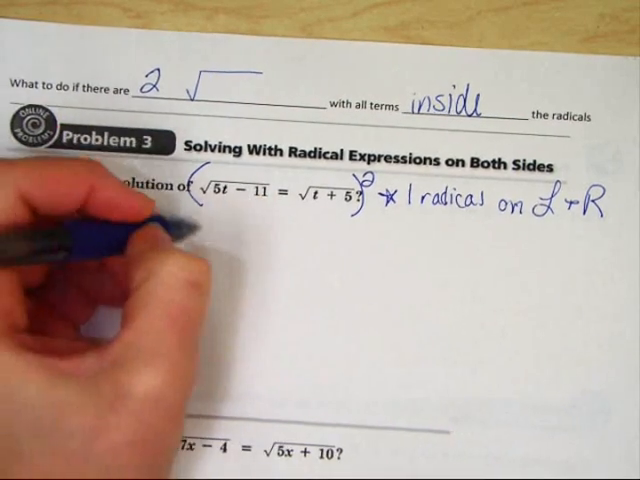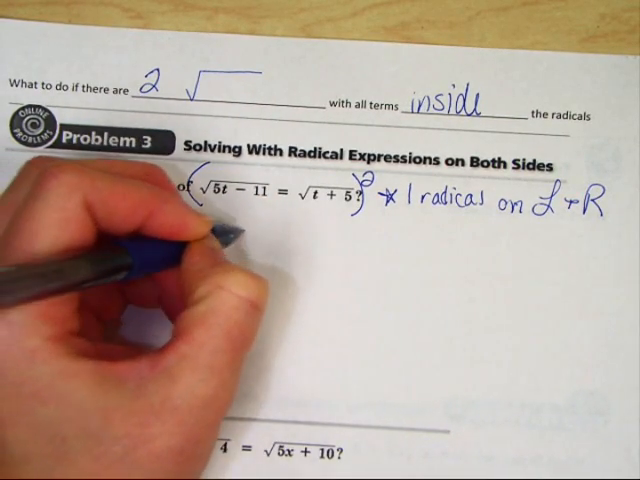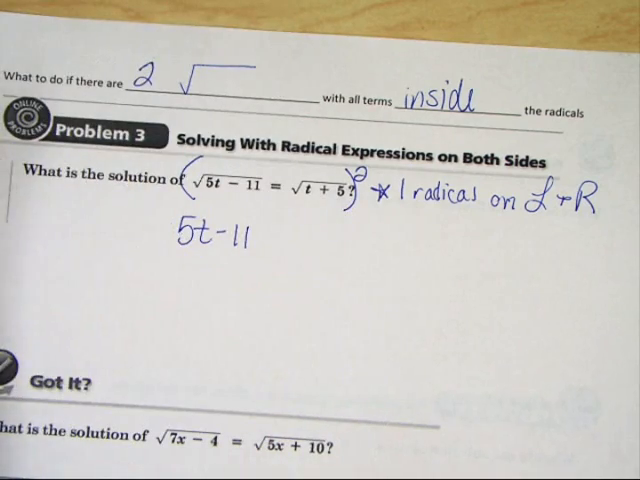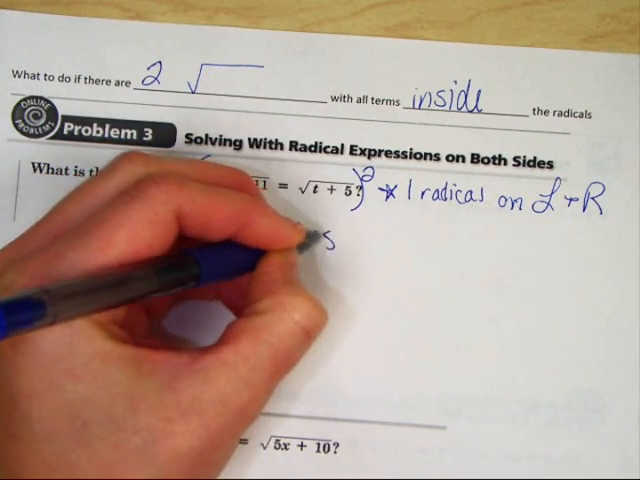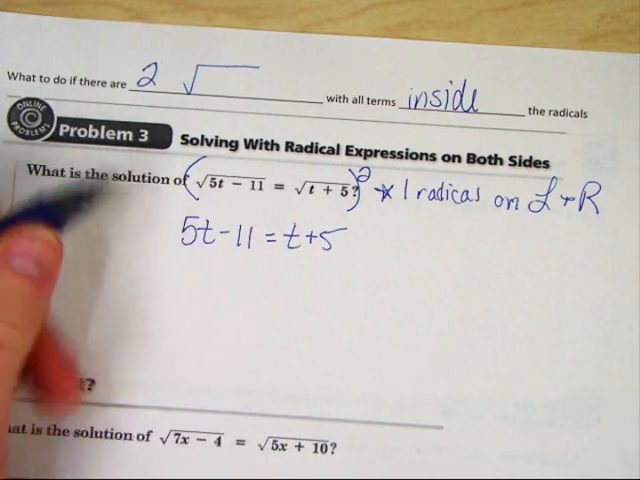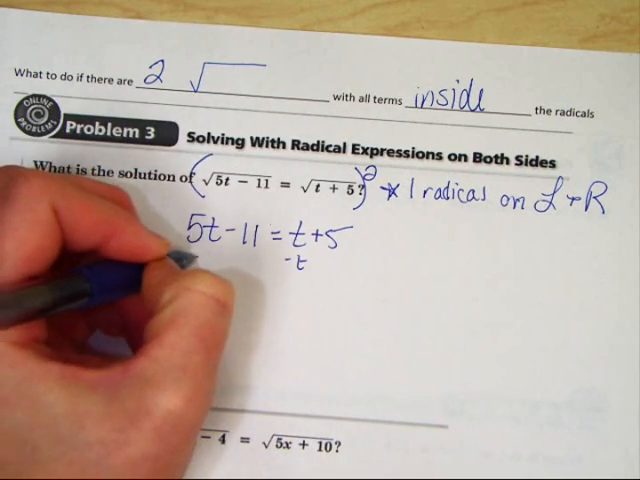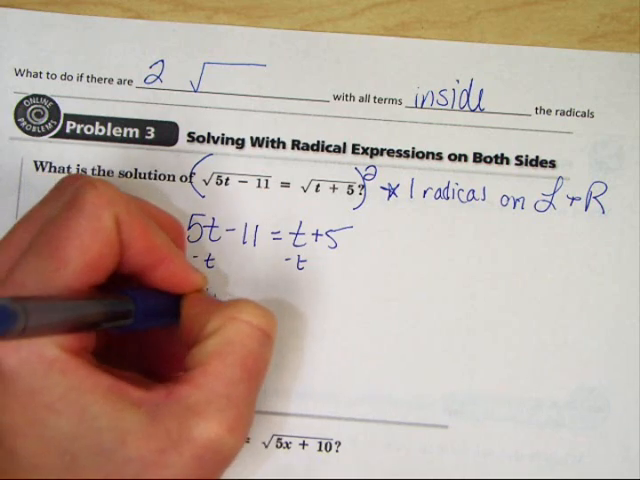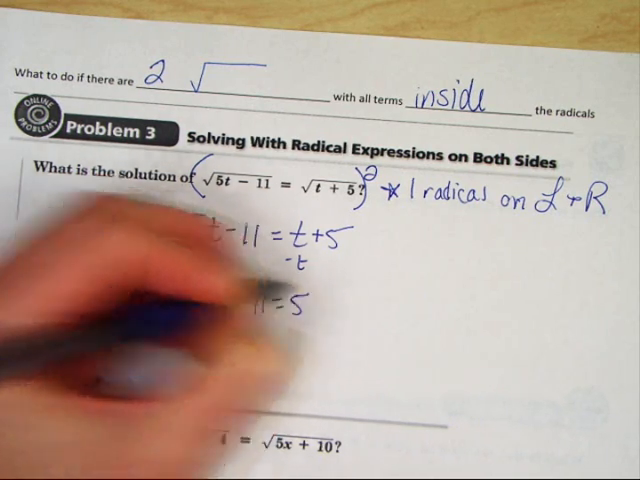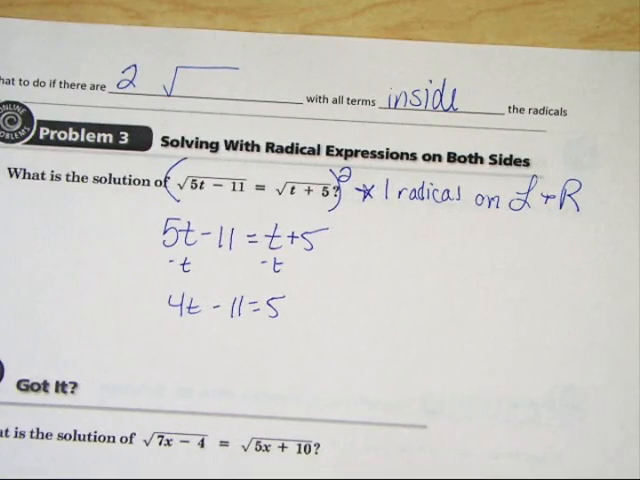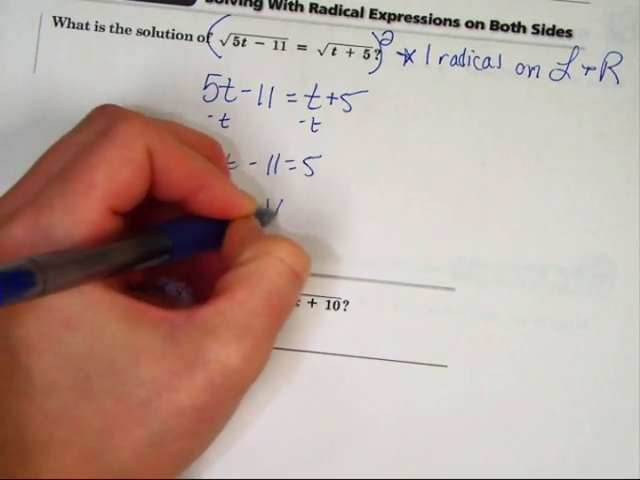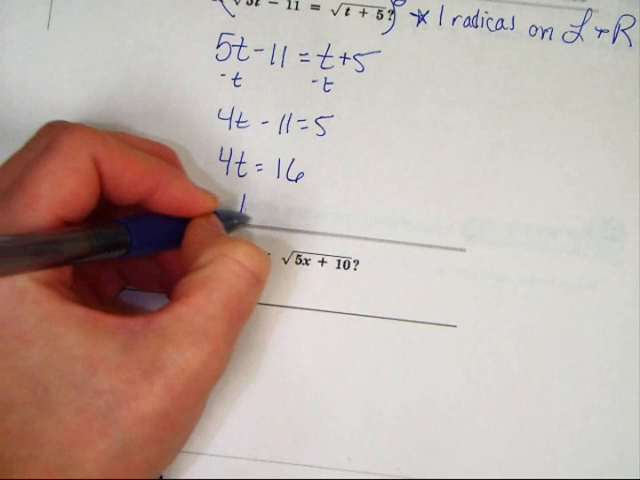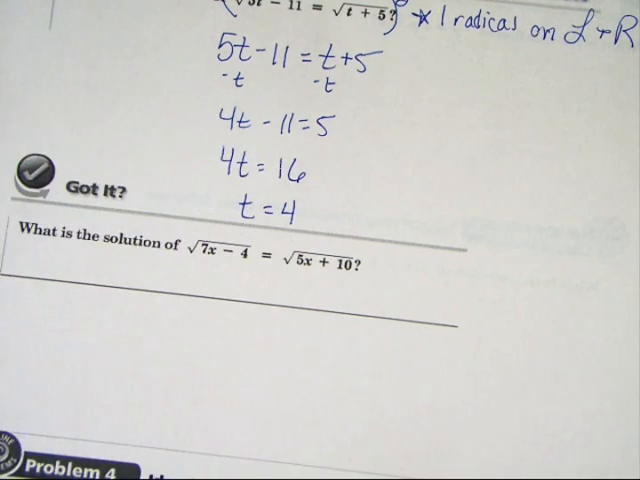So this side squared is just 5t minus 11. It frees it from the radical. It's the opposite. This side is t plus 5. From both sides, I'm going to take away t. I get 4t minus 11 equals 5, and this is something you guys should be able to do, just solving for a variable. Add 11, 4t equals 16. Divide by 4, t is 4.